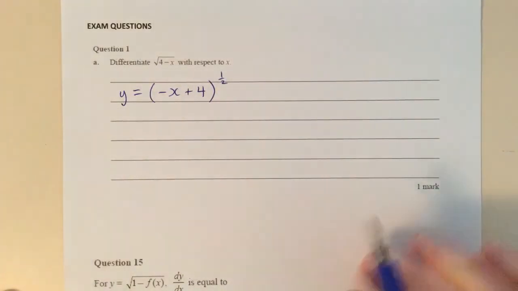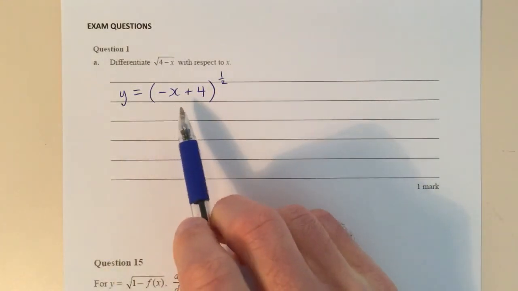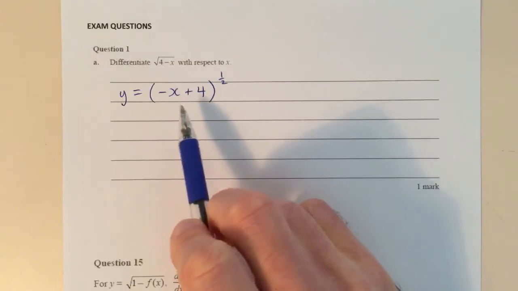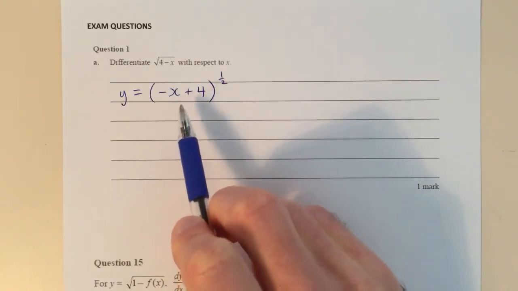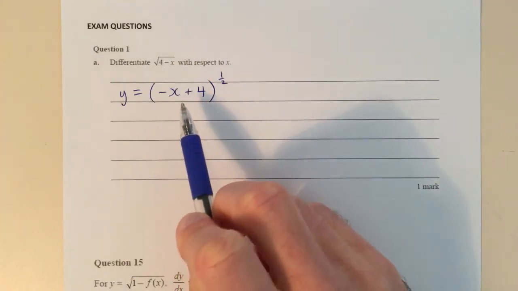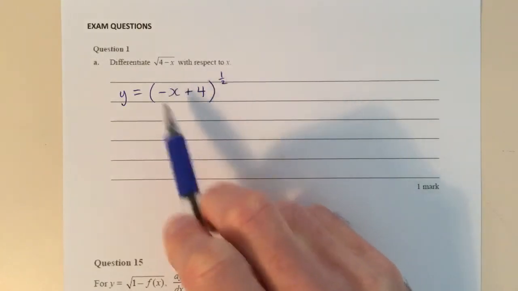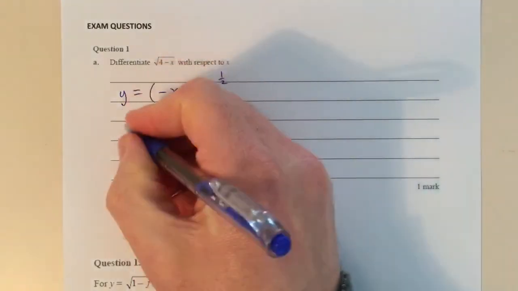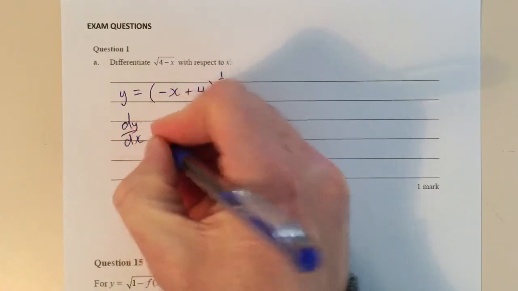Because that reminds me, or makes it really clear to me, that the derivative of what's inside the bracket, the derivative of negative x plus 4, is negative 1. And I think that a common mistake in this question would have been to just treat the derivative as positive 1. So, with that said, let's work out our answer.